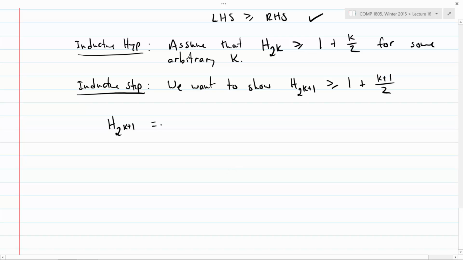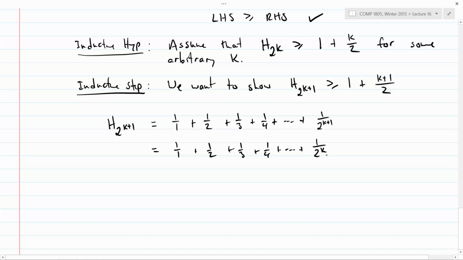So let's write down what exactly that is. It's 1/1 + 1/2 + 1/3 + 1/4, all the way up to 1/2^(k+1). That's what that is. And the usual trick that we do is we try to take out the little bit of the sum that we're interested in. Right? So we're interested in 1/1 + 1/2 + 1/3 + 1/4 plus all the way up to 1/2^k, because we know something about h of 2^k.